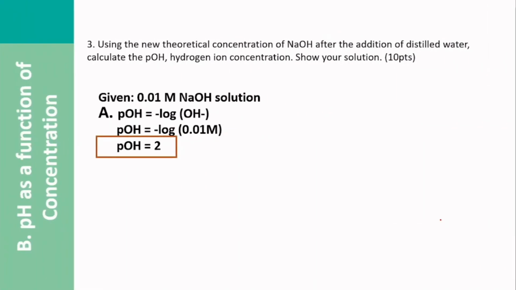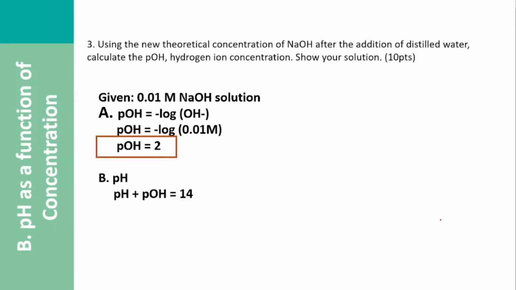And then, if we just apply it on our calculator, we will get a pOH equals to 2. Okay? So, it is important that you first get the theoretical concentration of your sodium hydroxide before proceeding to this step or question number 3. Because you will make consecutive mistakes if you do not get our theoretical concentration first.